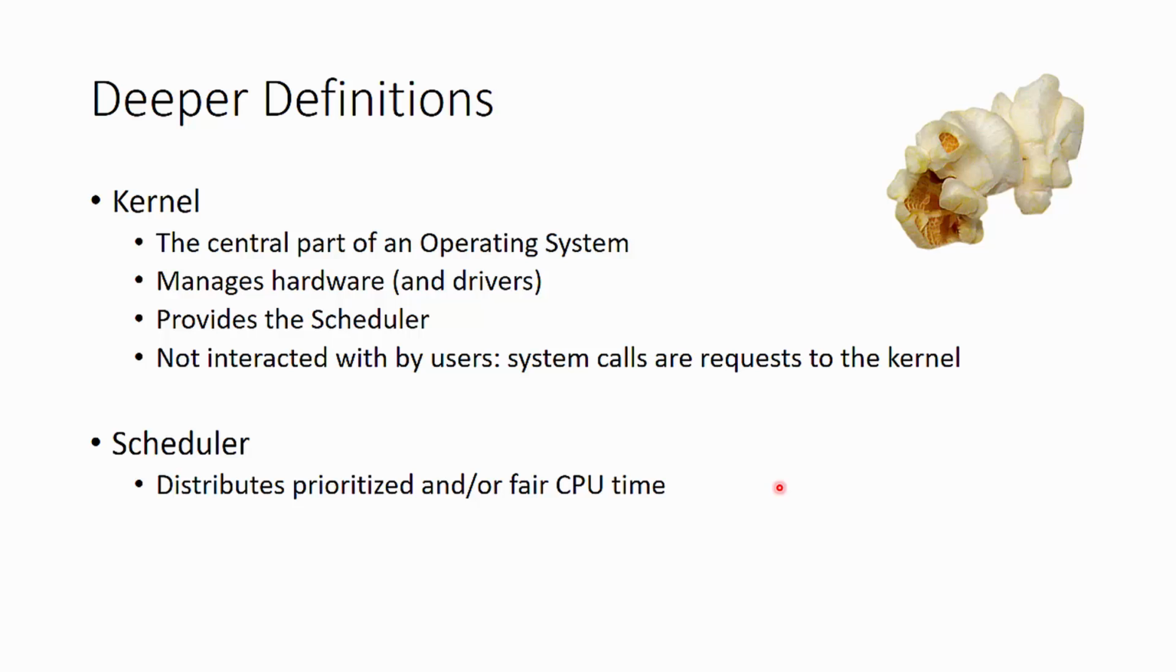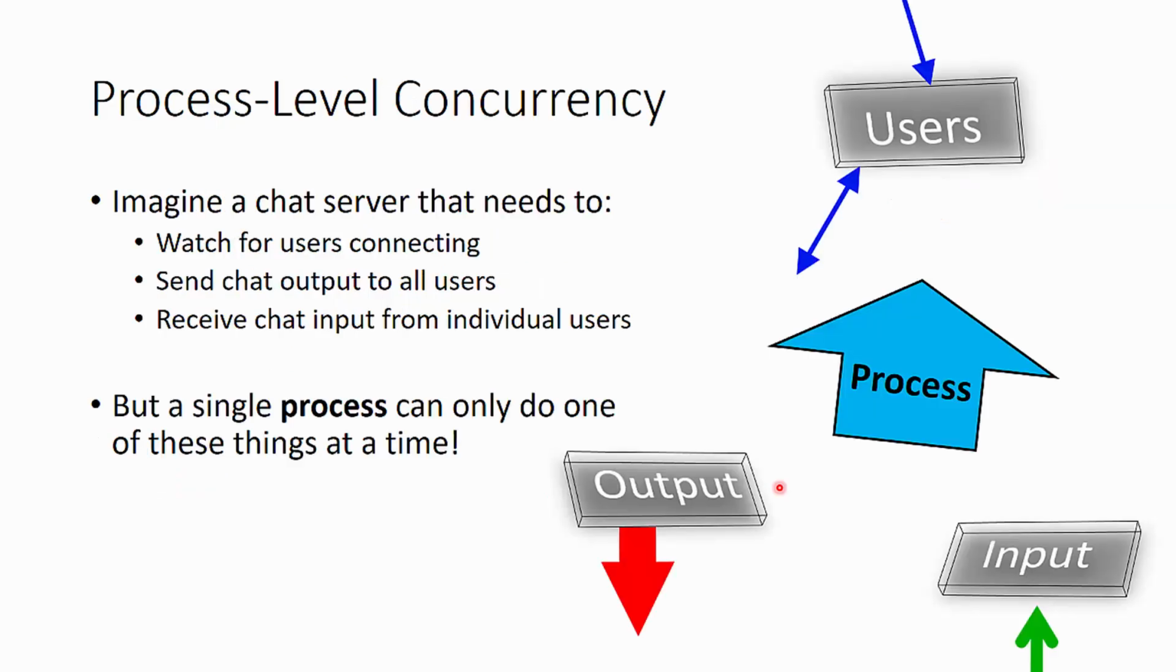And you don't interact with the kernel by yourself. System calls are requests that are made to the kernel to go do something on your behalf. And our scheduler is going to distribute our prioritized or fair CPU time based on whatever priorities and how the scheduler has been programmed.